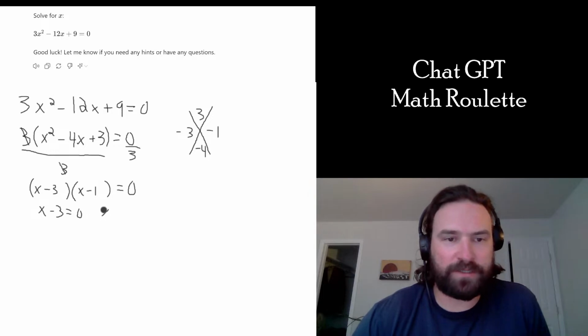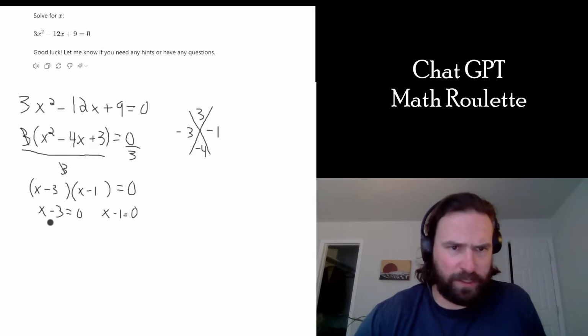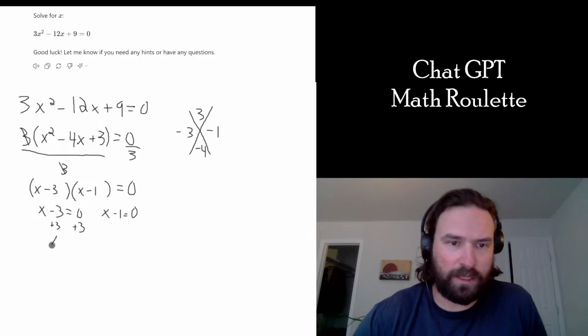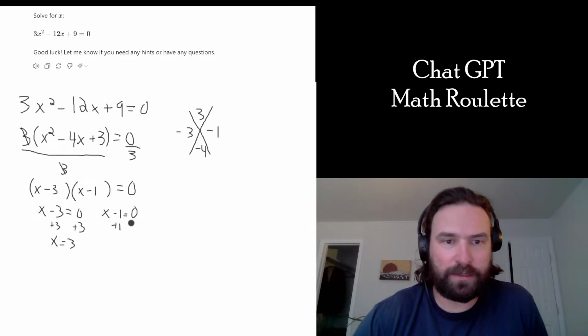So we have x minus 3 equals 0 and x minus 1 equals 0. Again, because if either one of those terms equals 0, then the whole thing equals 0. To solve this equation, we just add 3 to the other side, and the answer is x equals 3. Here we're adding 1 to the other side, and the answer is x equals 1.